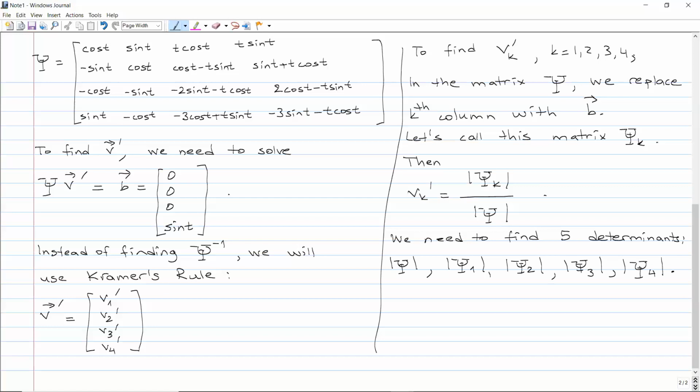I am going to find all of these determinants. Each one is going to be a 4x4 determinant. You can try doing it yourself and comparing your answer.